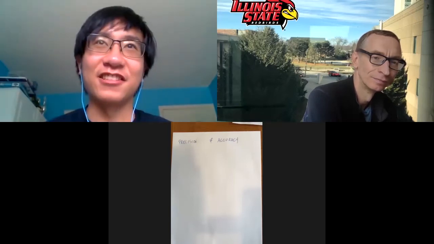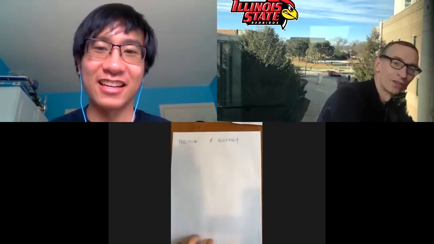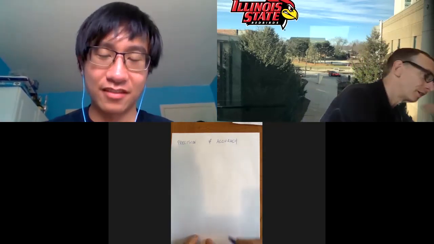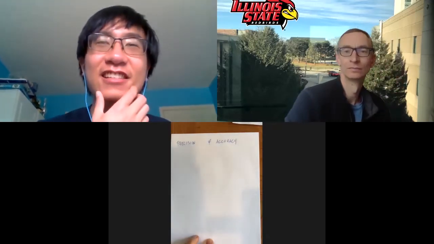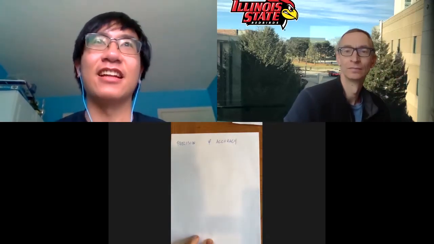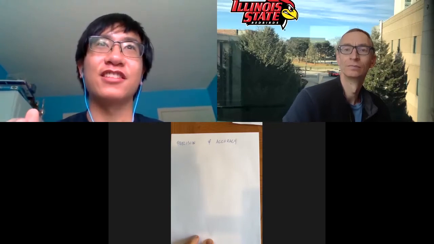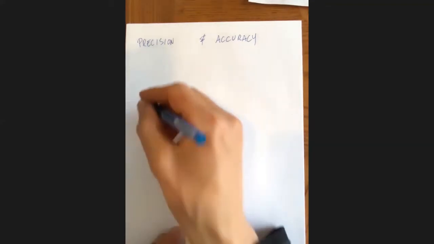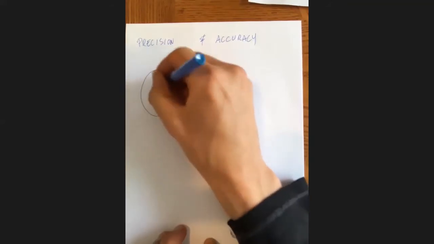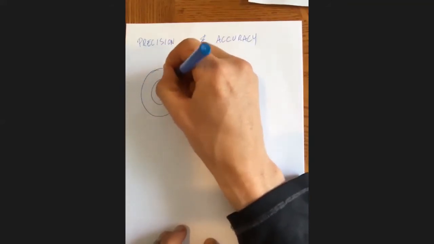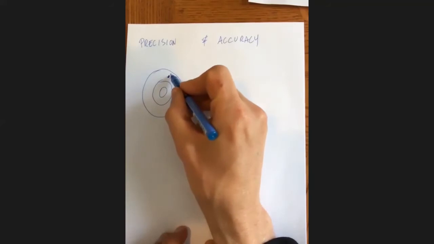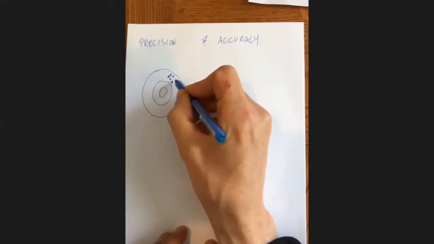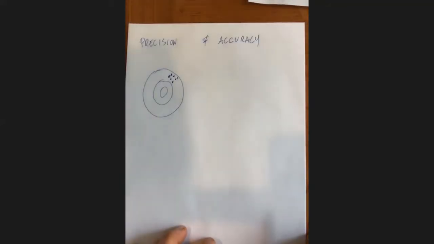using the bullseye analogy, because I guess that is the easiest way to visualize it. That's when all the points on a bullseye are clustered together, or they're all relatively close to each other, even if that means you're off the center. So with that drawing, you can see all the points are clustered all together, but they're nowhere near where you're supposed to be.